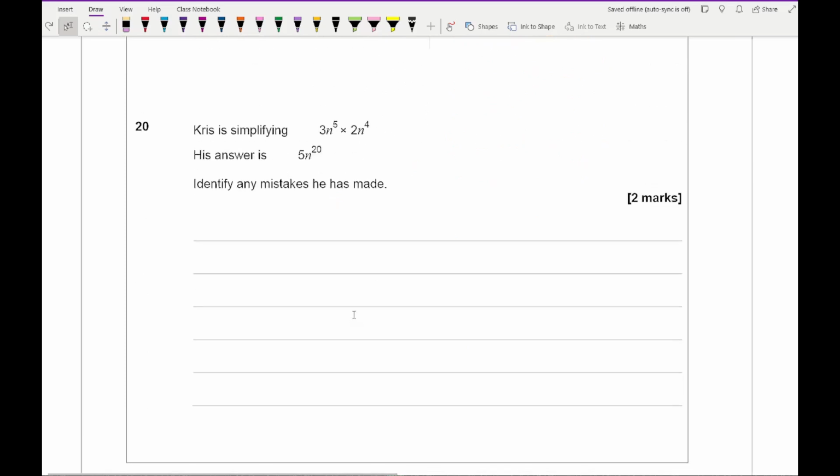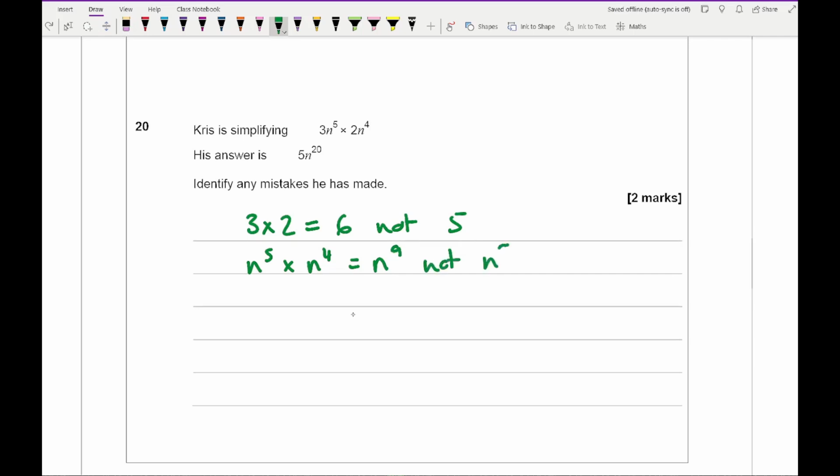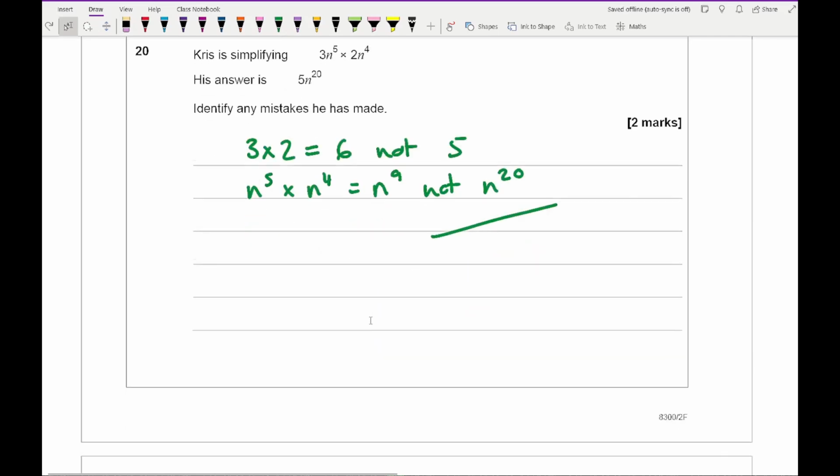It then says that Chris is simplifying 3n to the power of 5 multiplied by 2n to the power of 4. His answer is 5n to the power of 20. Identify any mistakes that he has made. So he's actually made 2 mistakes because 3 times 2 is 6, not 5. And n to the power of 5 multiplied by n to the power of 4 is n to the power of 9 because we add the powers when we're multiplying, and it's not n to the power of 20. So they're the 2 mistakes that Chris has made.